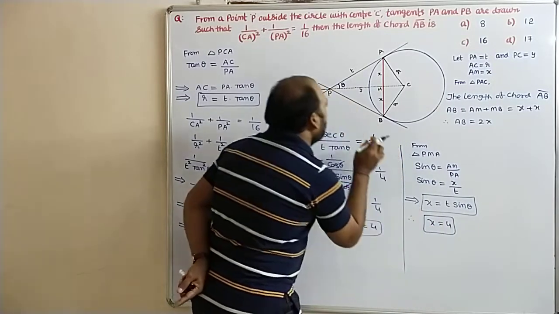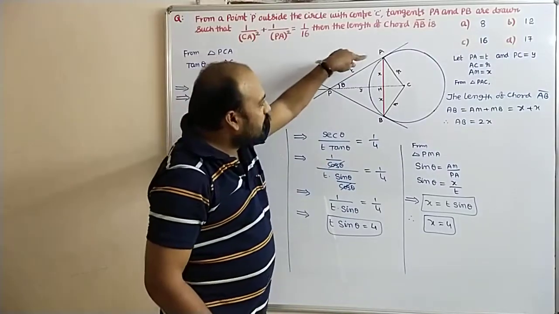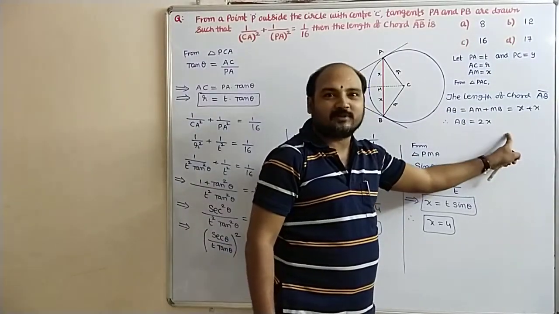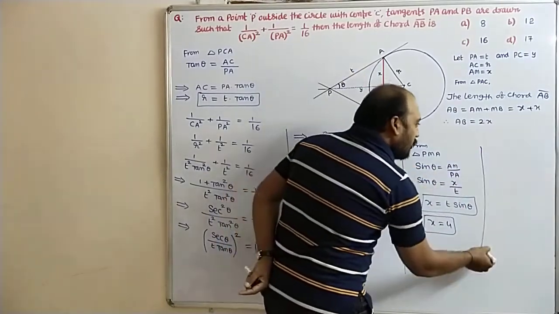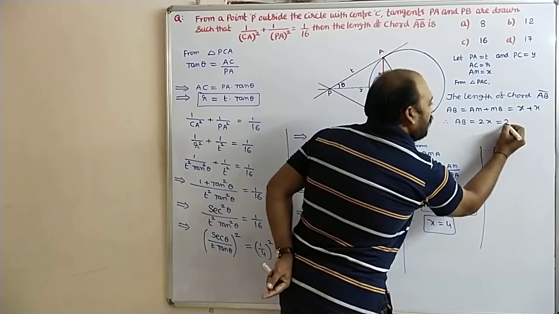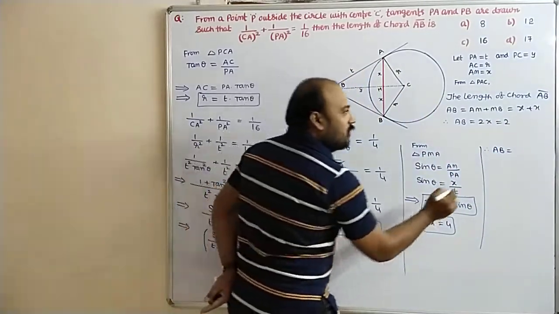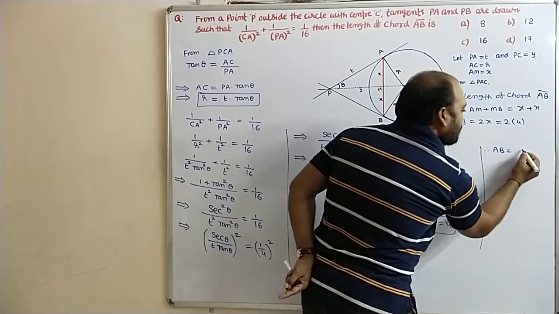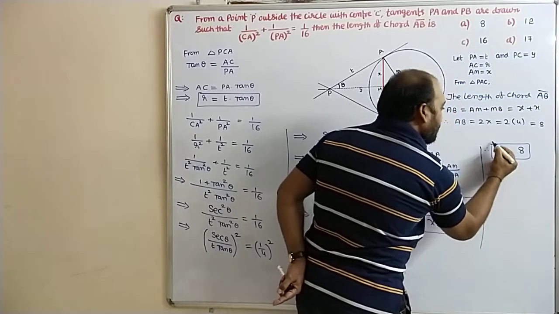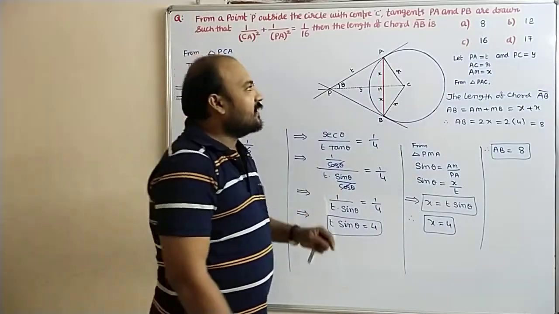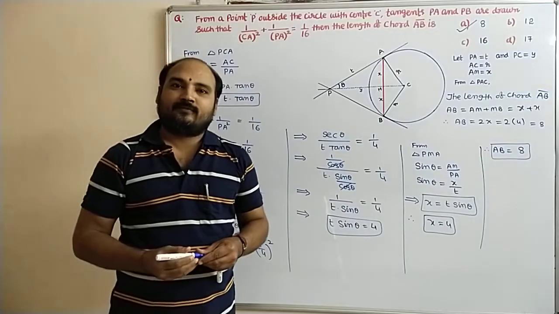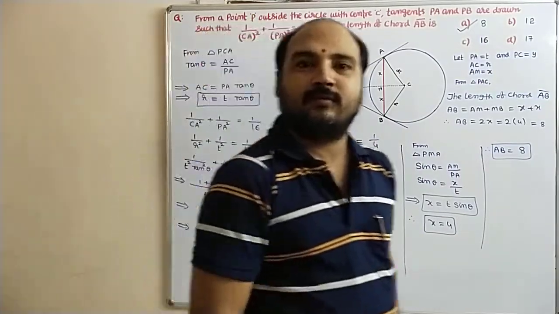Whenever you got the value of X, you are going to get that the length of chord AB is equal to 2 times of X. That is AB is equal to 2 into X value we got now 4. 2 into 4 which is equal to 8. Therefore, the length of chord AB is 8, which is there in the first option. We'll move to the next question.